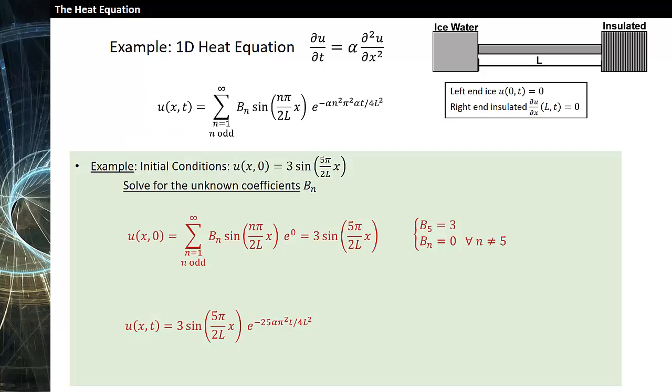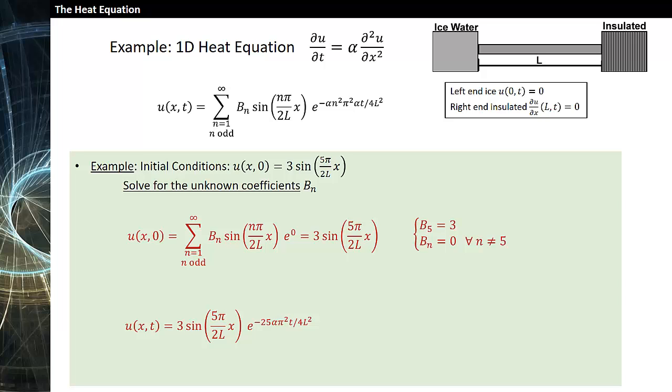So let's go back to our original question, which is to solve the 1D heat equation for these boundary conditions with the initial condition that the temperature at t equal to 0 is 3 sine of 5 pi over 2L times x. So we need to find the unknown coefficients, the b sub n's. Let's take our general solution and put t equal to 0. When we put t equal to 0, we get e to the 0. That's just 1. We still have our b sub n's and our sines.